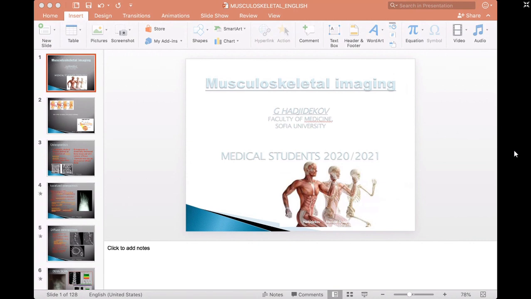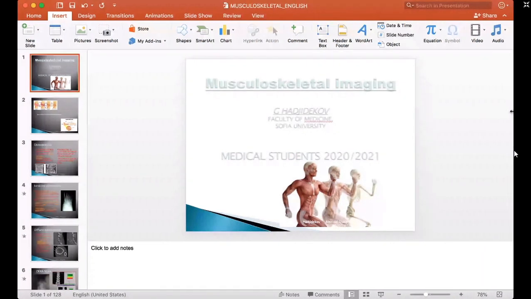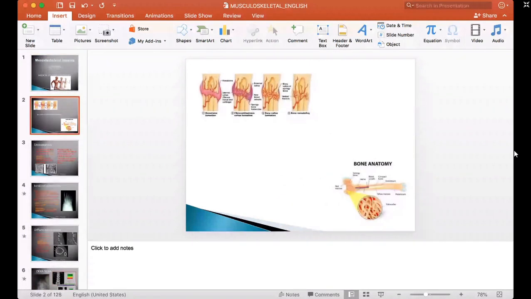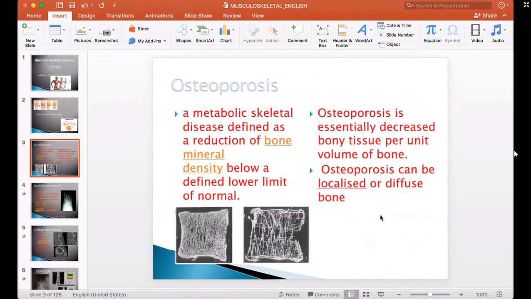Okay, so hello everyone once again, and I started recording this lecture, which the topic will be the musculoskeletal imaging. I will make my screen bigger in order to show you with the mouse some of the findings that we'll discuss here. So first we will start with the main pathological processes which occur in the bones.